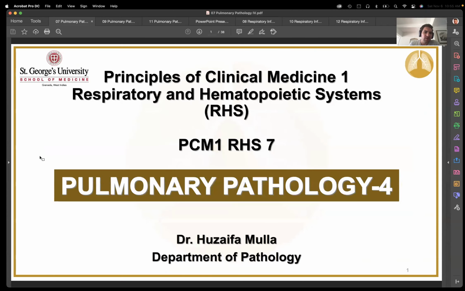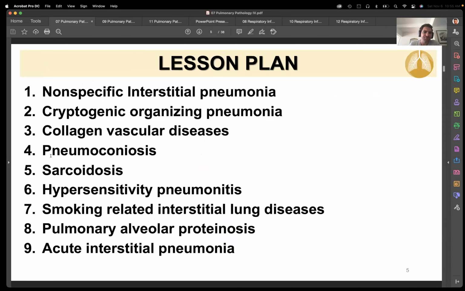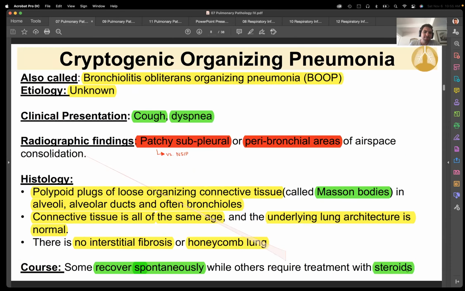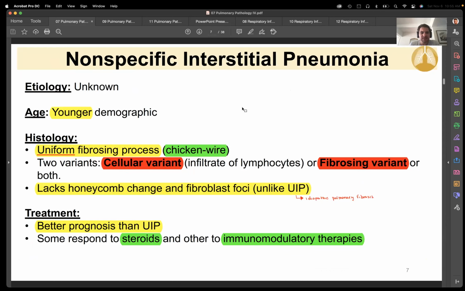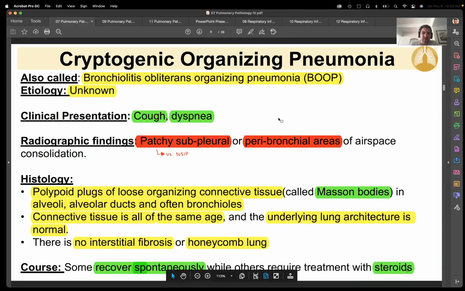All right. Now I think we get into all the confusing ones. Okay, non-specific. It says like this chicken wire appearance, it doesn't have this honeycomb change like you would see in the original one, the idiopathic one, but you get a cellular or a fibrosing variant here. You could see that some respond to steroids. Sorry, I know I'm reading the slides.